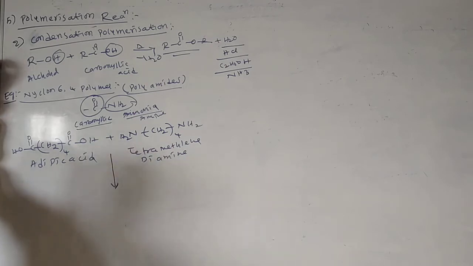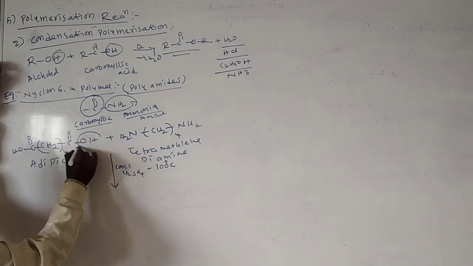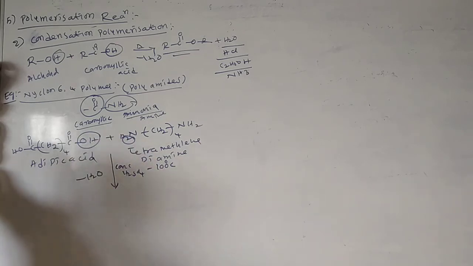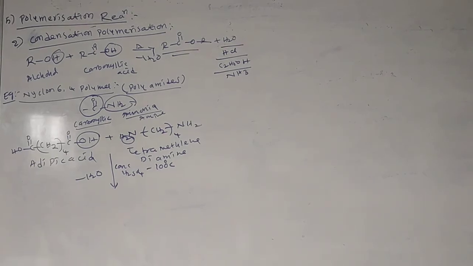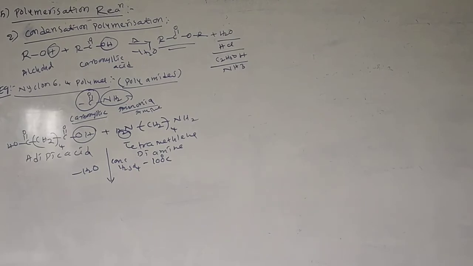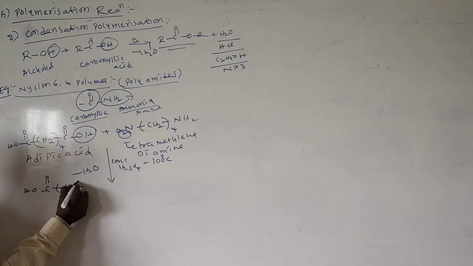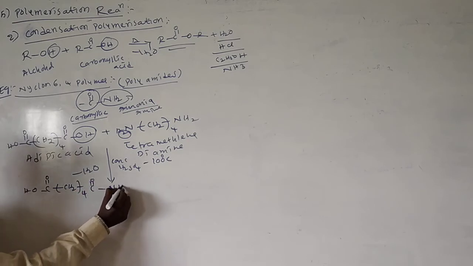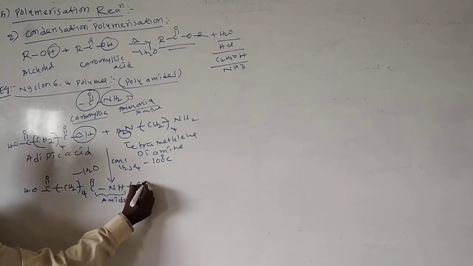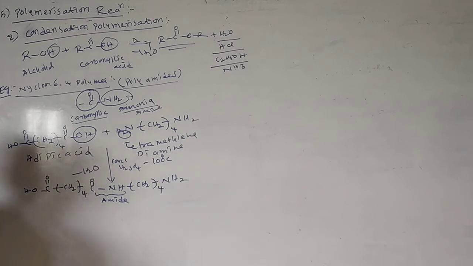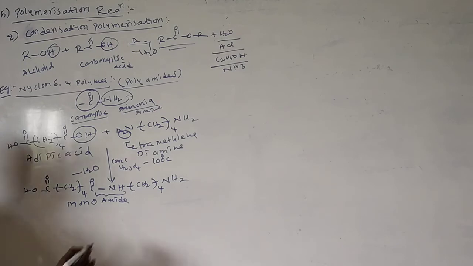Tetramethylene diamine reacts with adipic acid in the presence of concentrated sulfuric acid at 100 degrees centigrade. What happened? Here OH, here H, it was a water molecule. That's why we call it condensation. See what happens: C double bond OH, CH2 taken 4 times, C double bond NH. This bond we call amide bond. And here CH2 taken 4 times, NH2. How many amide bonds are there? Only one amide bond, so we call it monoamide.